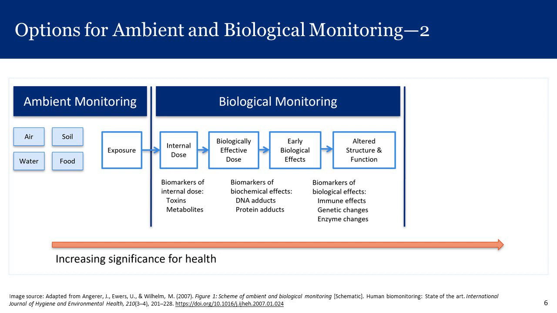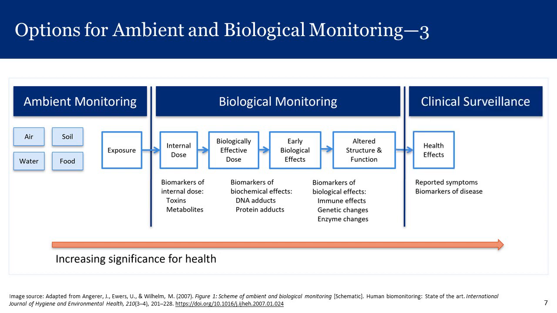You can find this, especially in an occupational setting, by looking for biomarkers of biological effects, such as the immune effects. You may be looking at immunoglobulins, so IgG, IgM, in order to understand what the host response is to an exposure. There may also be genetic or enzyme changes that could be important here. And as we move from ambient into biomonitoring, this has increasing significance for health. But of course, the most significant would be clinical surveillance, where we're looking at the health effects.